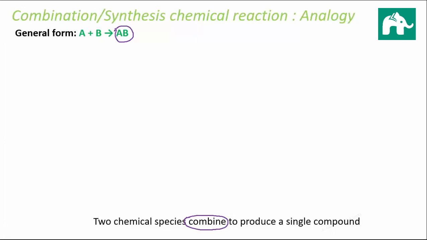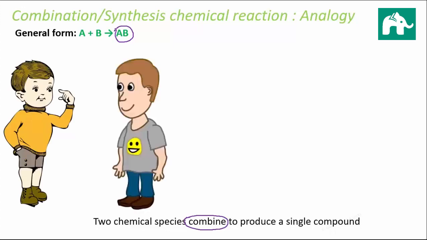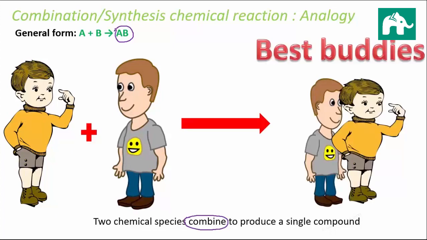So a quick analogy to this could be, let us suppose this is Ronnie and this is John, and Ronnie and John, they share a lot of things in common, and that's how they group together and they are like best buddies. So they group together to do their project work, they do group studies, they play together. So it's like they combine together to form one single group. Right? So that's combination reaction.